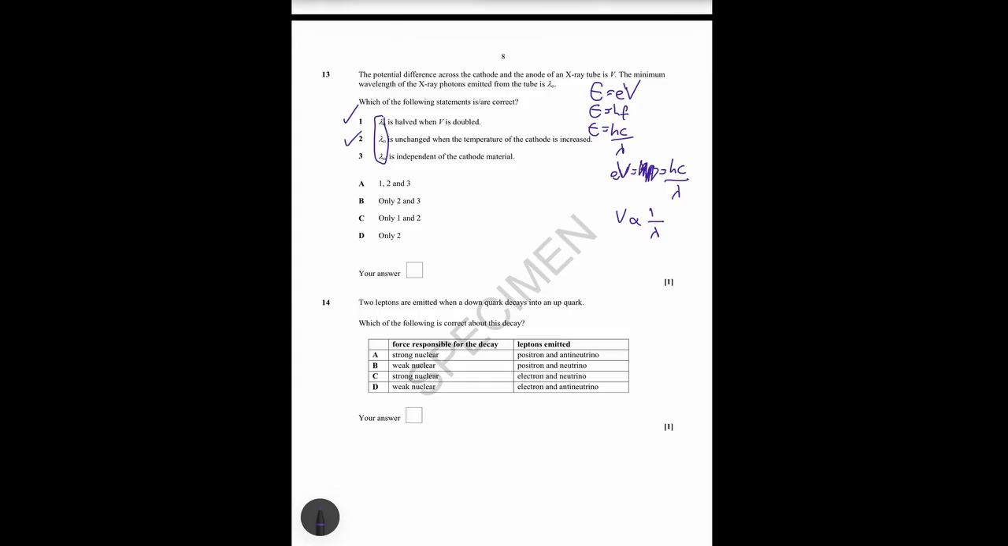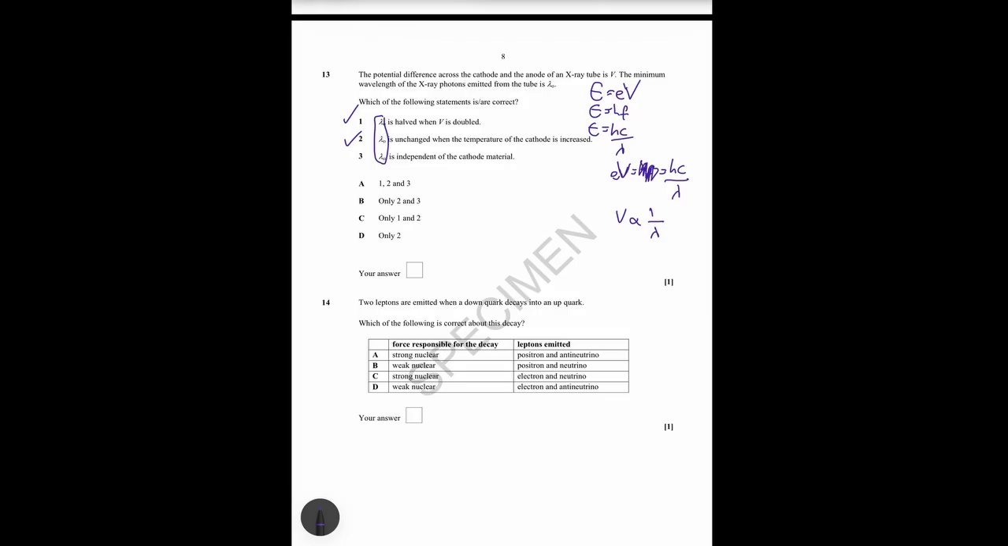And minimum wavelength is independent of the cathode material. Now, again, there's nothing in there to do with this. And the reason why people might get tricked with this one is because they might be thinking about work function, but you should remember when you're talking about X-rays, the work function is negligible.